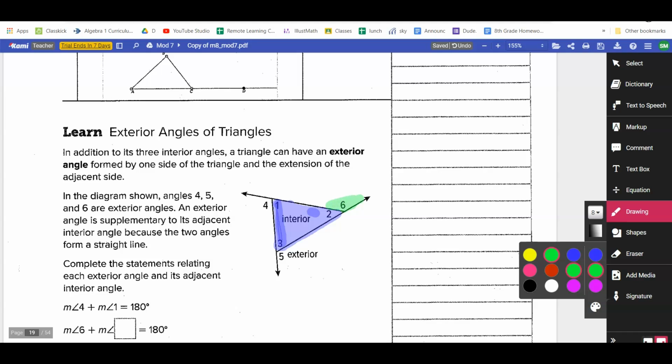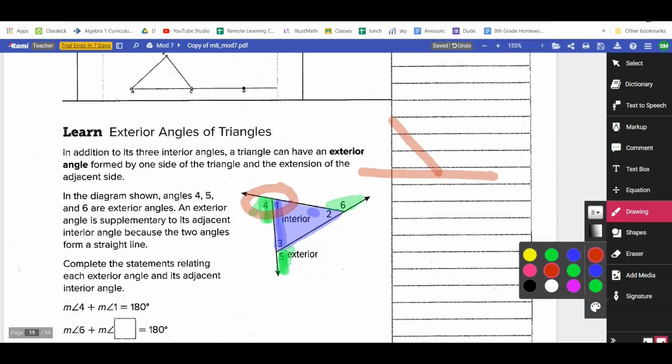So I could find out the measure of angle 6 if I know the measure of angle 2. I could find out the measure of angle 5 if I know the measure of angle 3. I could find out the measure of angle 4 if I know the measure of angle 1, for example. So don't forget that if I take these two angles and add them together, they should equal what? 180, because it's a straight angle.